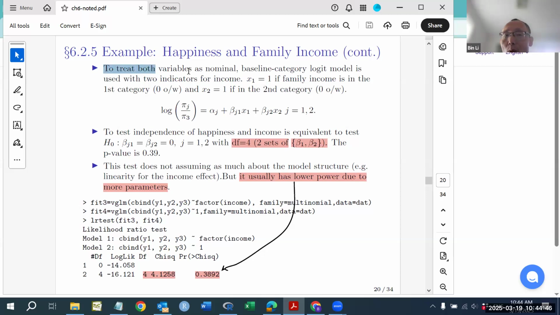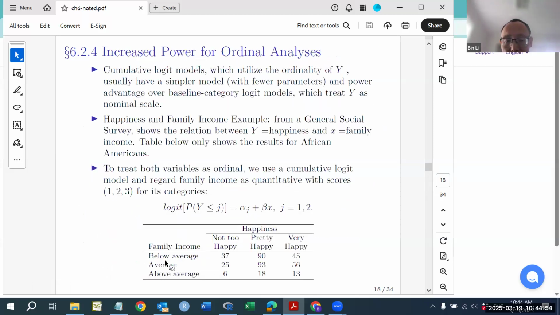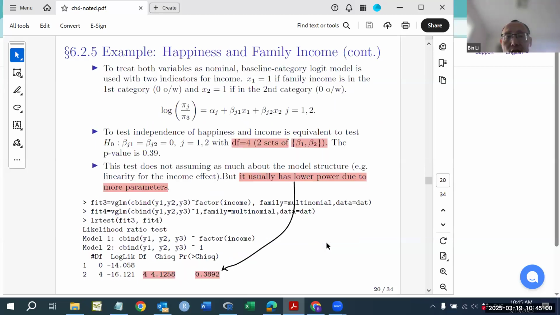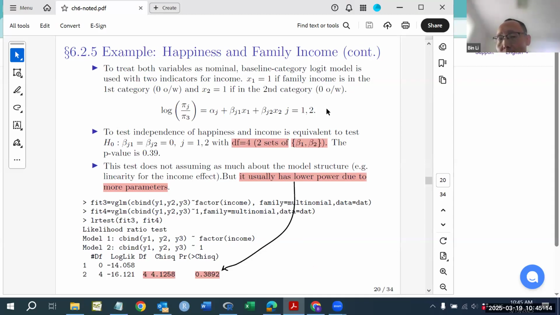And we can also treat both variables as nominal here. We can treat the income as nominal, and we can also treat the happiness as nominal. In that case, we cannot use the cumulative logit anymore, because if you treat the response as nominal, you cannot use the cumulative logit. So we can use the baseline category logit models. So the model becomes this.